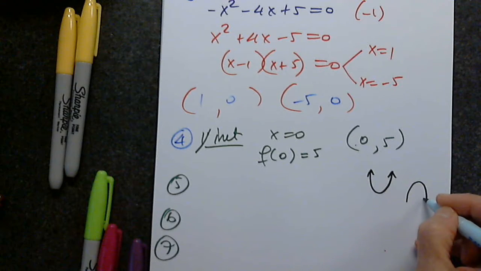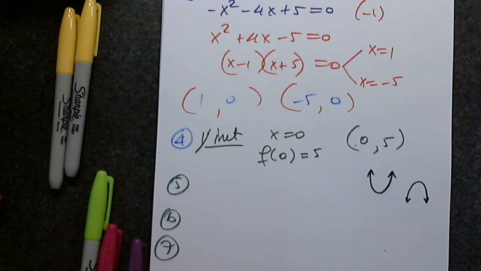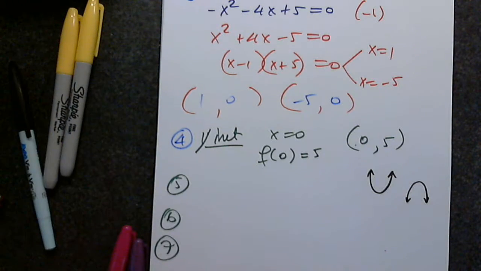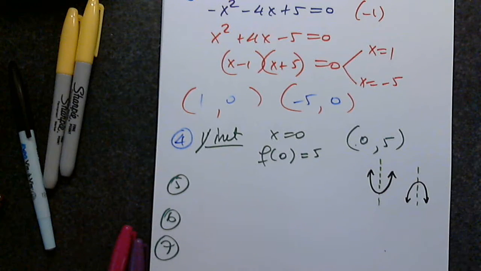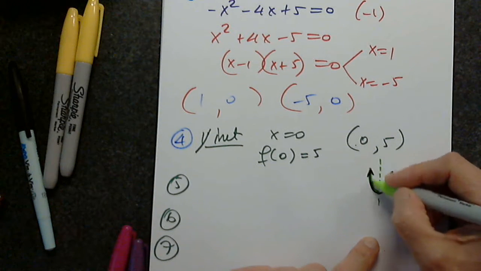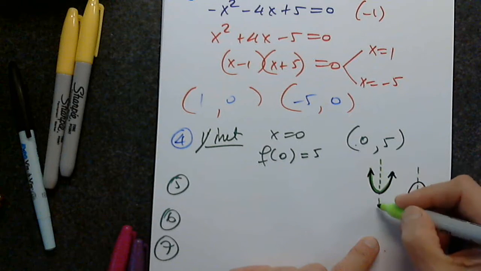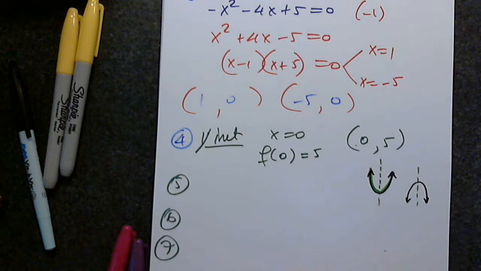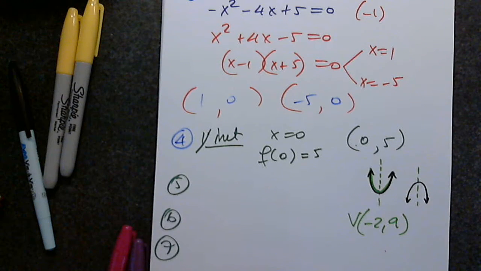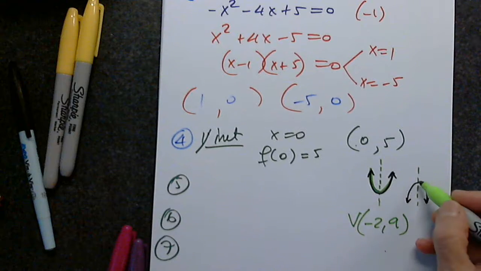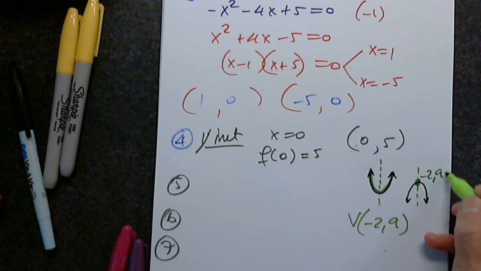The parabola is a symmetric graph. I'm not talking about odd or even. I'm talking about it's symmetric with respect to its axis of symmetry. The axis of symmetry is the vertical line passing through the vertex. So what I'm saying is that this side is symmetric of this side with respect to its axis of symmetry. So let me remind you, in our case, we have -2, 9 as the vertex.